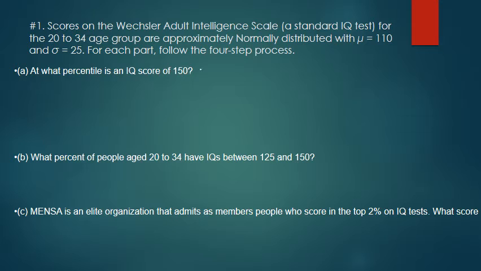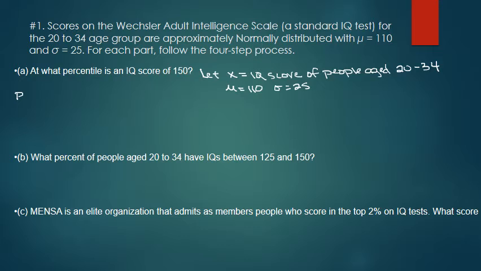For the state part, we're going to do let x, identifier variable, I'm going to choose to use x, equal the IQ score of people aged 20 to 34. One thing that I also like to do is to identify what is given in the problem in the same place. So mu is 110 and sigma is equal to 25.